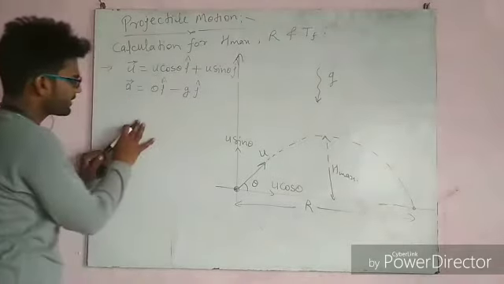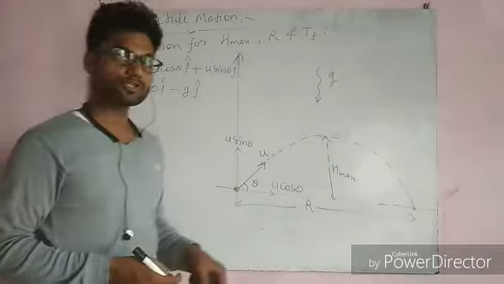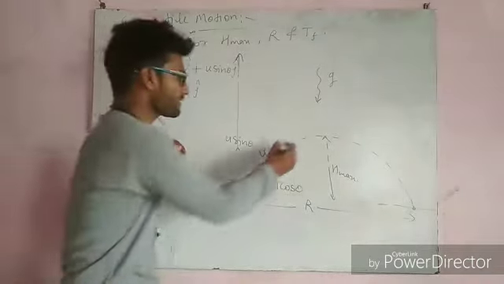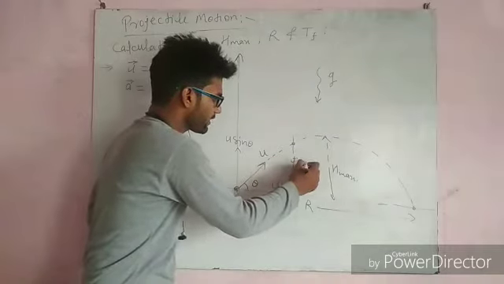Now we'll have to calculate the velocity of the particle at any general time. Let us consider t equal to t.